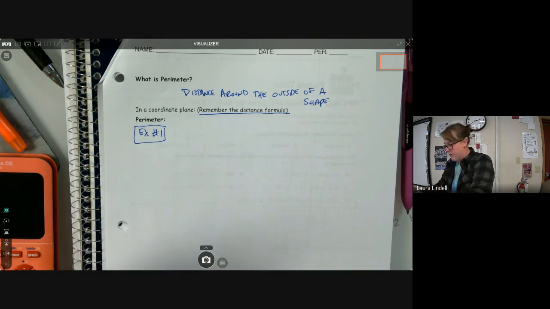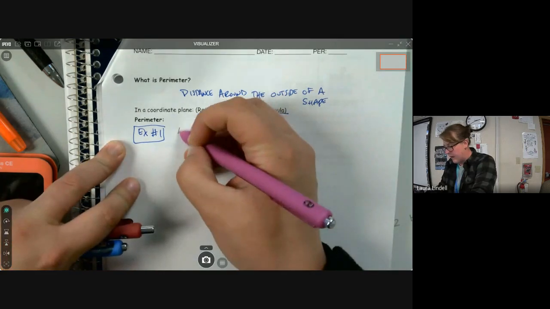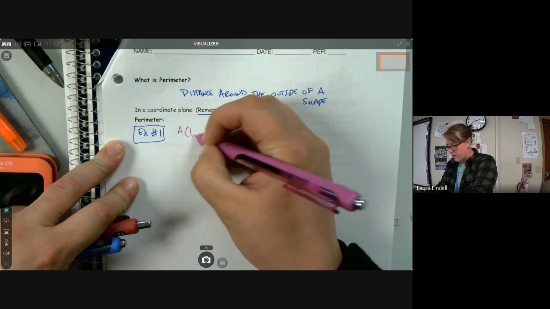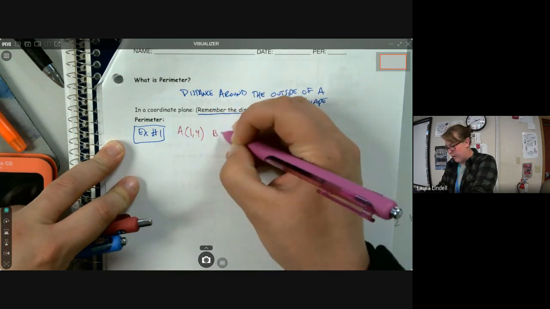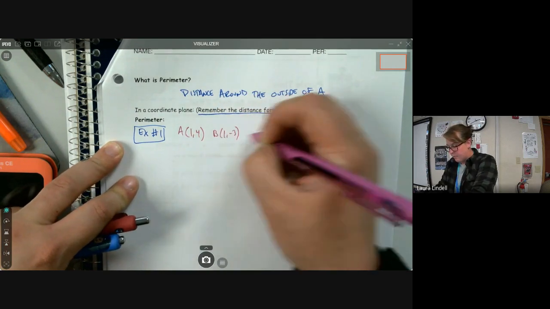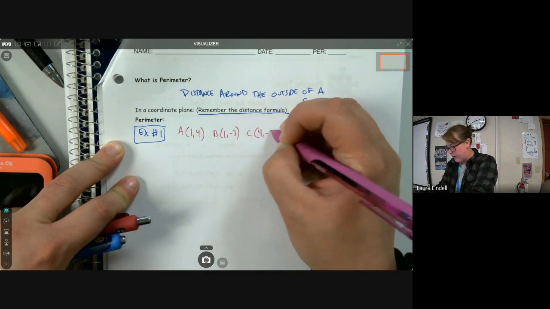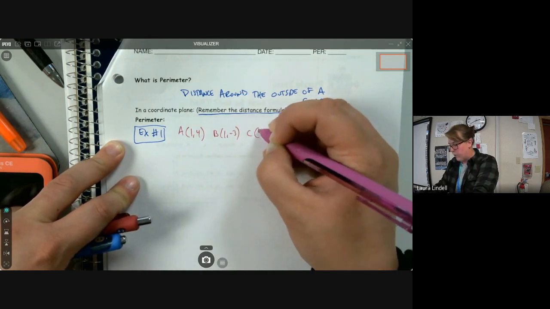So this triangle is going to have 3 points. Point A is going to be at 1, 4. Point B is going to be at 1, -3. And point C is going to be at 4, -3. So those are our 3 coordinates.